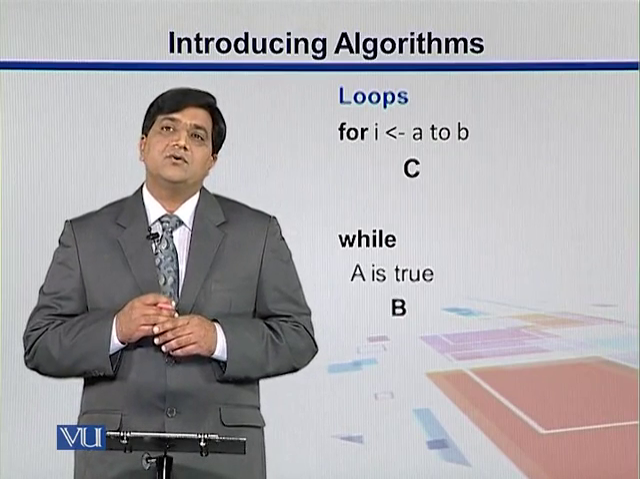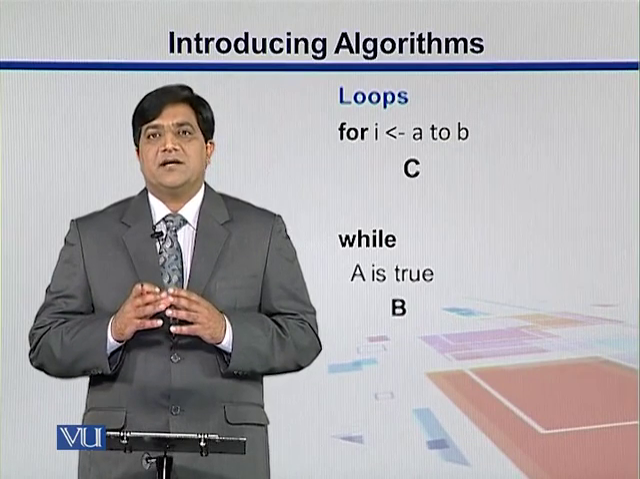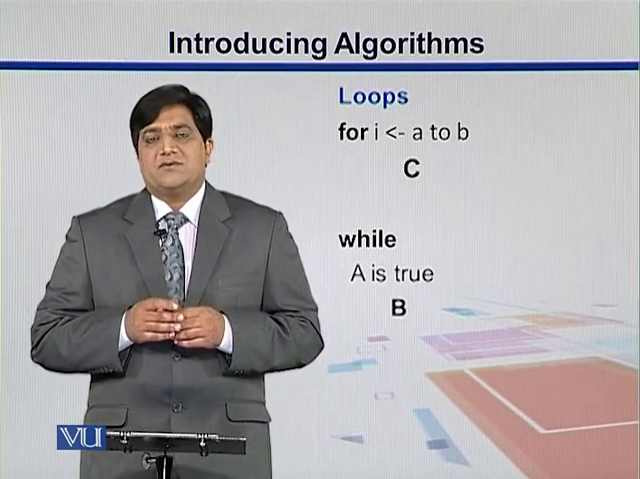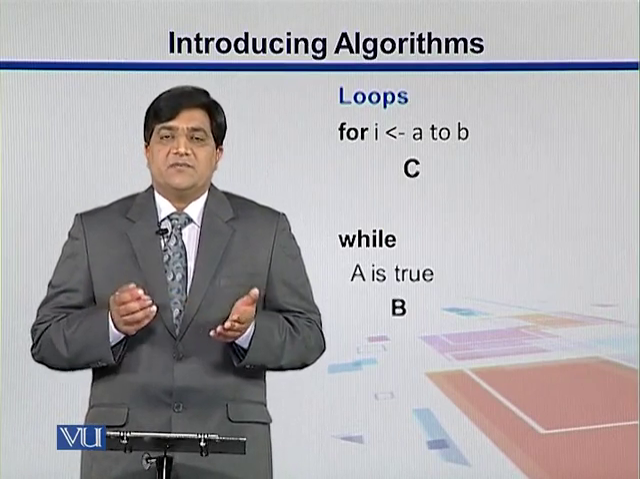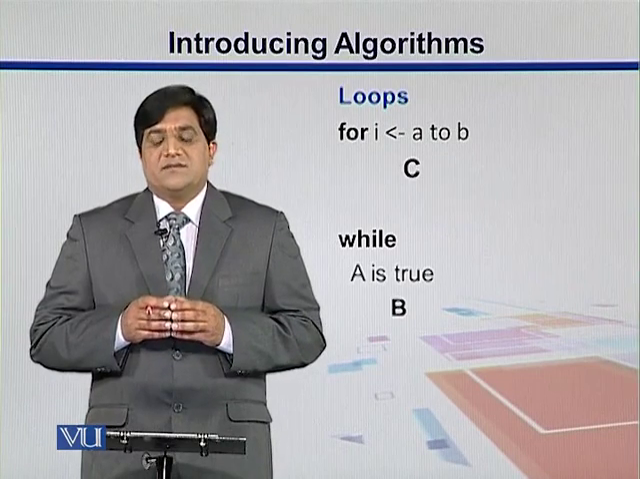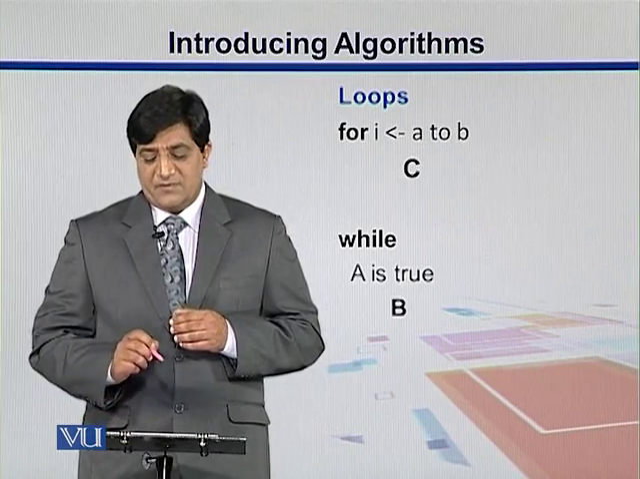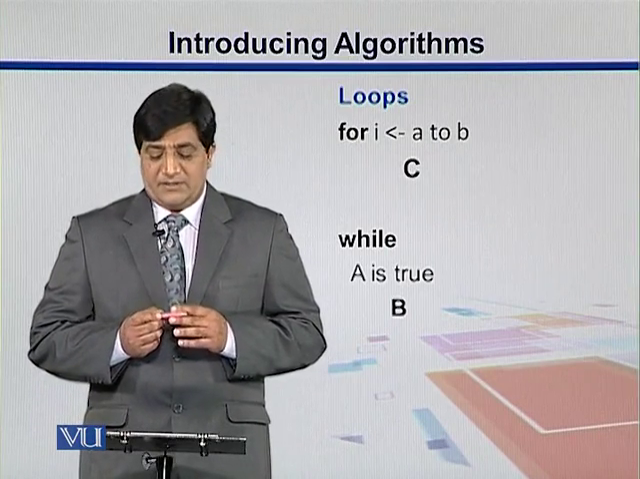Sometimes we don't go for those lower and upper bounds. We just specify a condition that has two outcomes, true or false. So if that condition is true, it will repeat or perform that thing. If it is false, it won't. That kind of thing we see here as a while loop. So we say while A is true, do B. So this is another conditional.